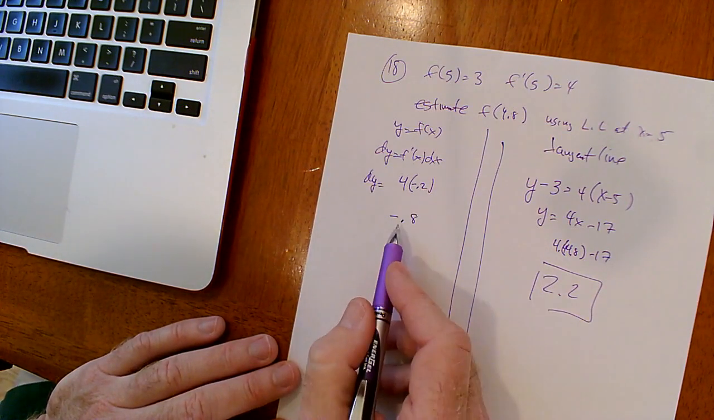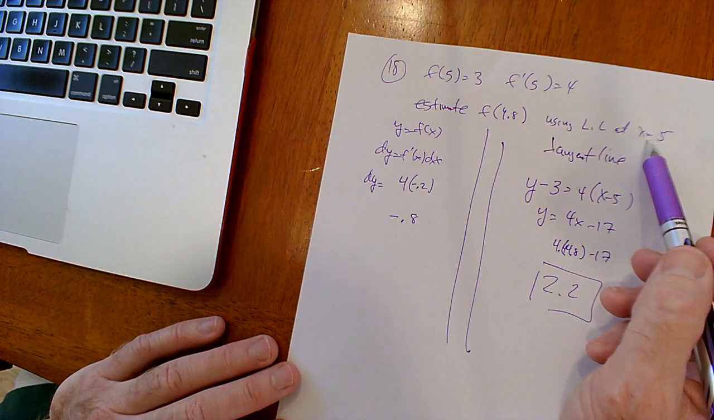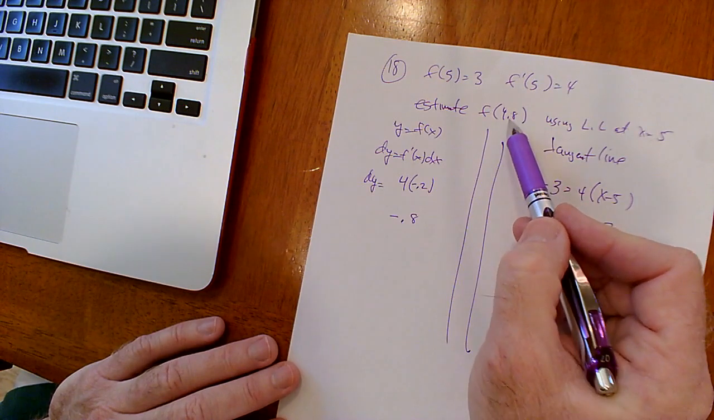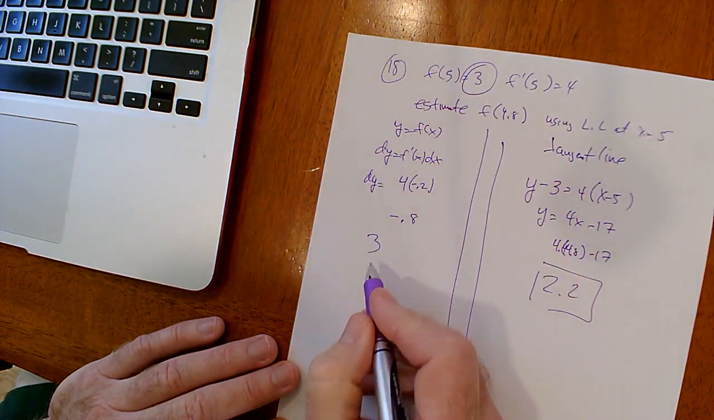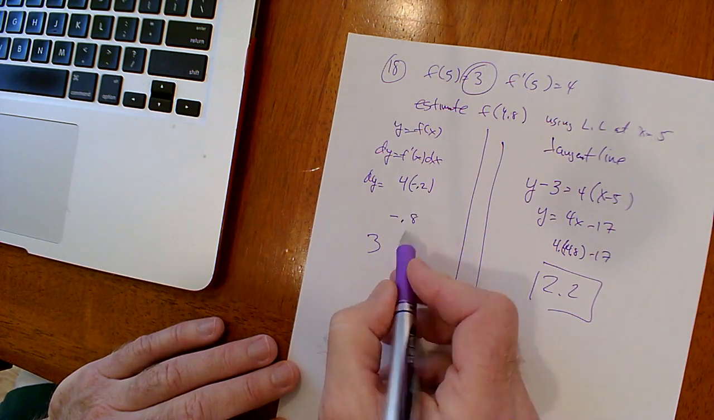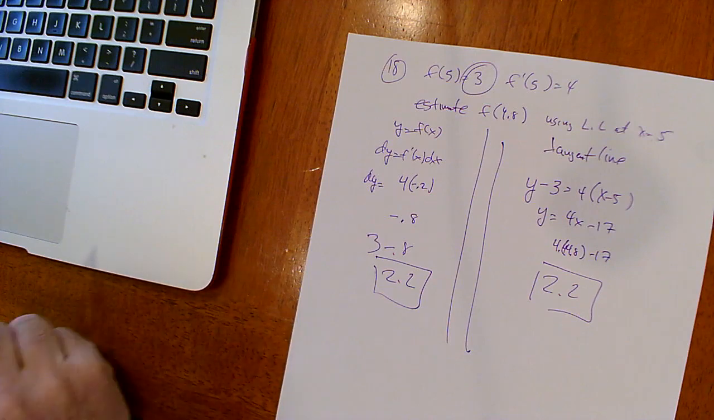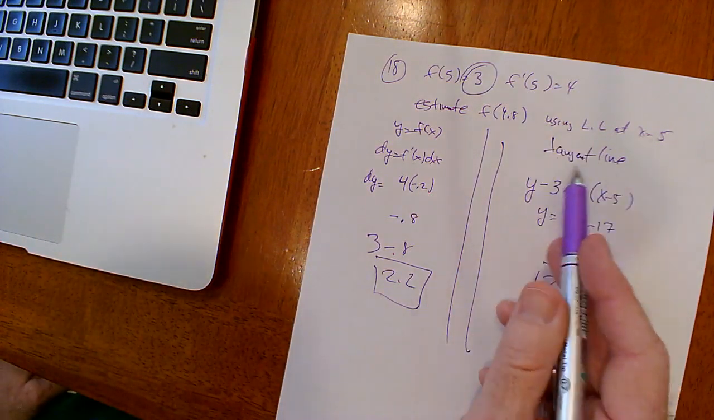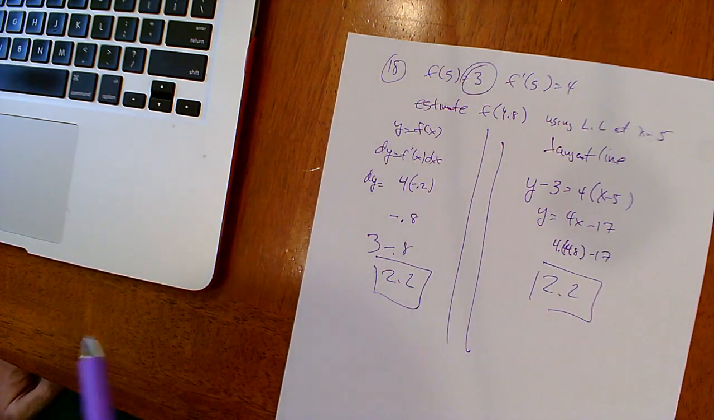That's how much y changed when x went from 5 to 4.8. So now the original y was 3. I want to take that 3 and add my change in y, which is the negative 0.8. Gives me that same 2.2. Two ways to do that same problem. Local linearization means the same thing as tangent line. So if you struggle with local linearization or differentials, tangent line is the way to go.